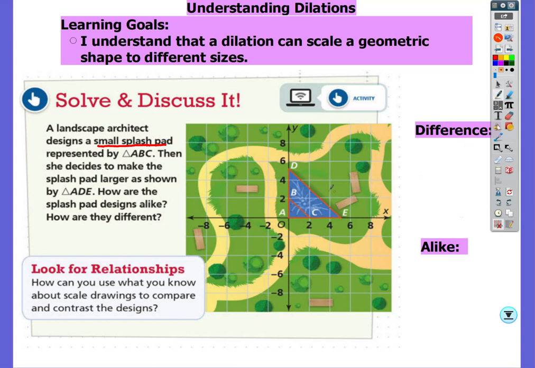So probably what you found is that triangle ADE is quite a bit different in size. However, they're pretty similar in terms of their shape, because there's a right angle here in both of these triangles. If we look at the angles at vertex B and vertex D, these angles are exactly the same. They open the same exact angle measurement. And the angles at vertex C and vertex E are equal as well. So they have the same angles.